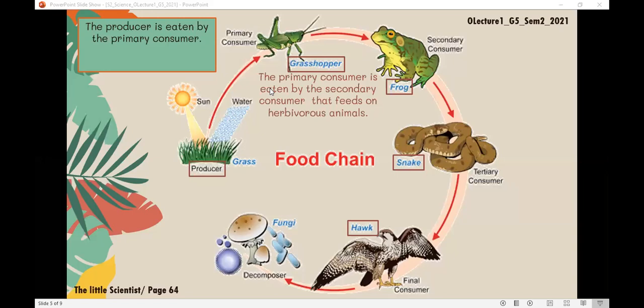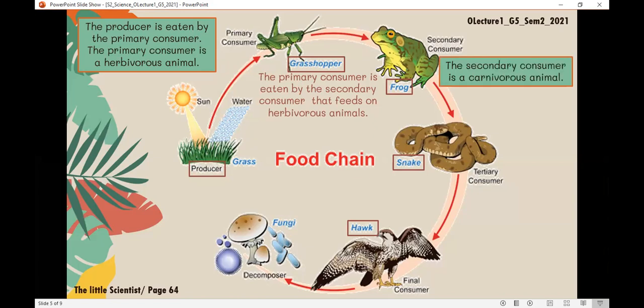Let me continue. Okay, guys, look at this. The grass is a producer. The first consumer is called the primary consumer, number 1. Since the primary consumer eats producers, it eats plants, so it is always a herbivorous animal. The secondary consumer, number 2, is a carnivore since it eats the primary consumer, which is a herbivore.